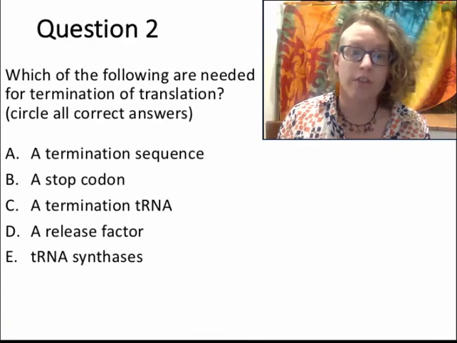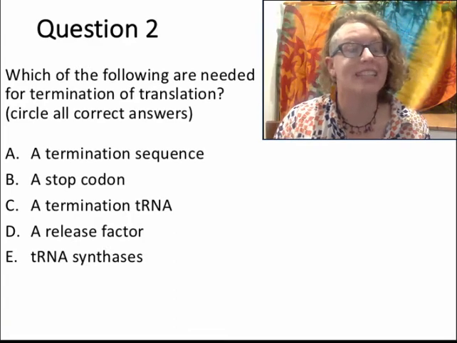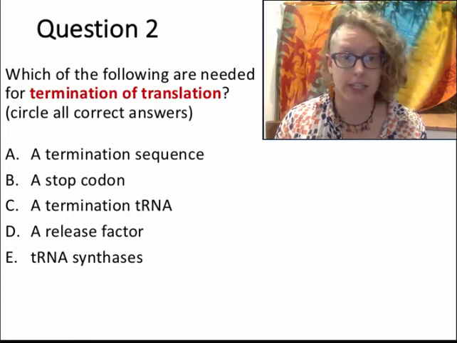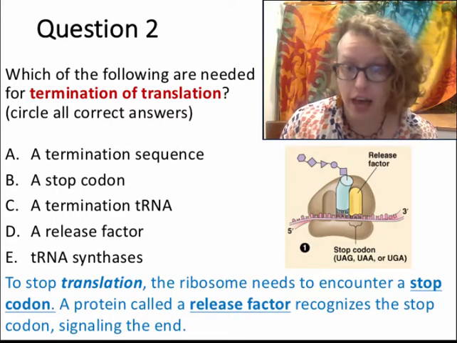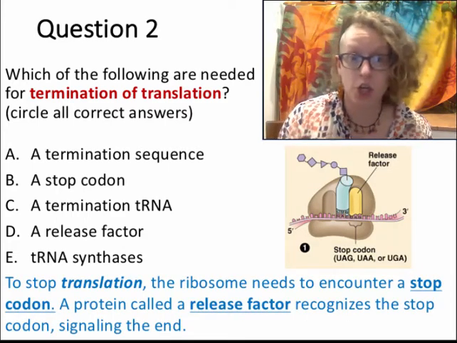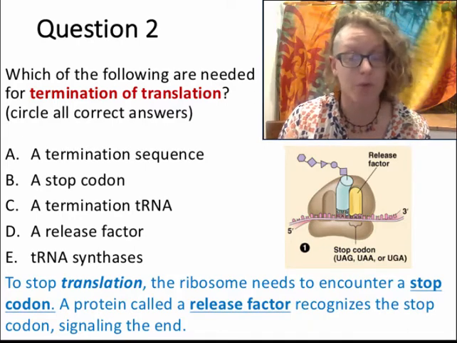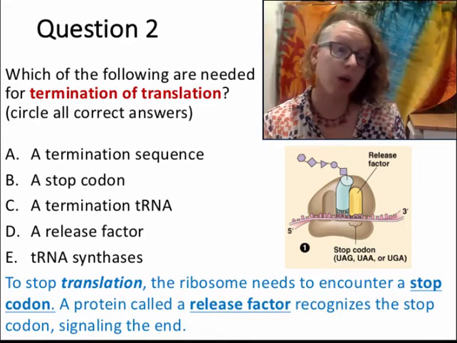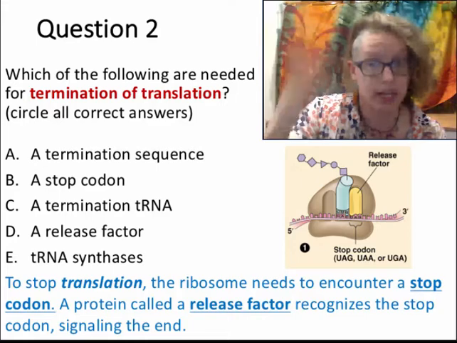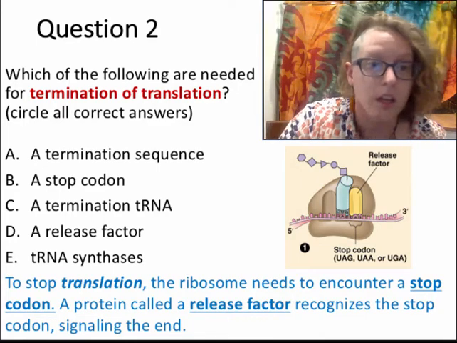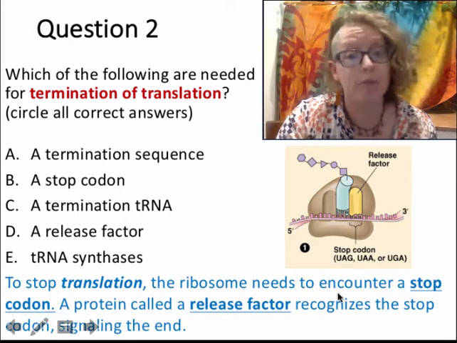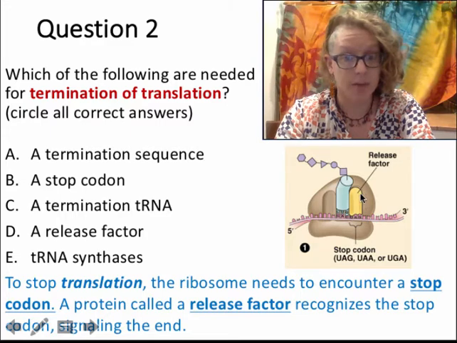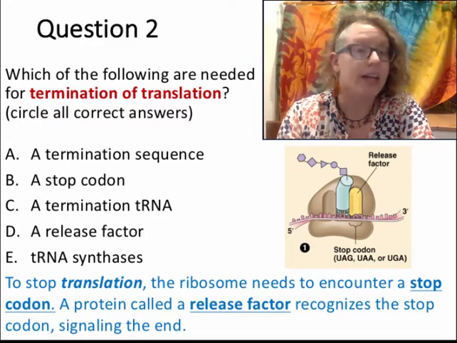Question 2. Which of the following are needed for termination of translation? Circle all the correct answers. So this is the important part, termination of translation. This is the image that this termination of translation process brings to mind. Remember that release factor? It acts like a tRNA, but it's not. It interacts with a stop codon, but it doesn't have any amino acids attached to it. So, to stop translation, the ribosome needs to encounter a stop codon. And a protein called a release factor, this guy, recognizes the stop codon, and that's how the end is signaled.